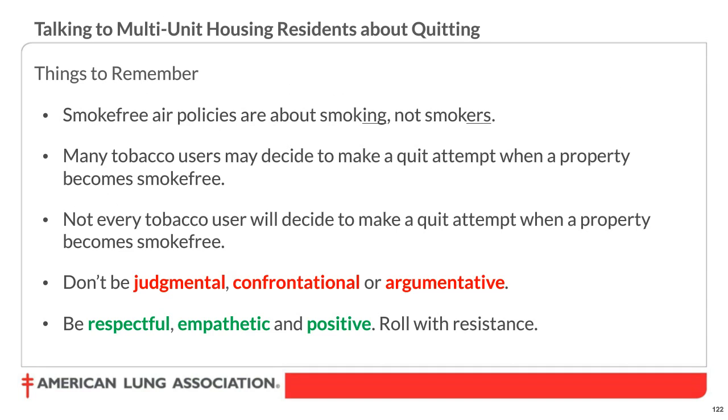As a cessation navigator, when talking to multi-unit residents about quitting, these are some things you want to remember. Smoke-free air policies are about smoking, not smokers. Many tobacco users may decide to make a quit attempt when a property becomes smoke-free. However, not every tobacco user will decide to make a quit attempt when the property becomes smoke-free. Don't be judgmental, confrontational, or argumentative. Try to always be respectful, empathetic, and positive. And always remember to roll with resistance.